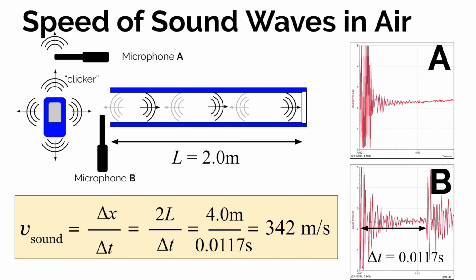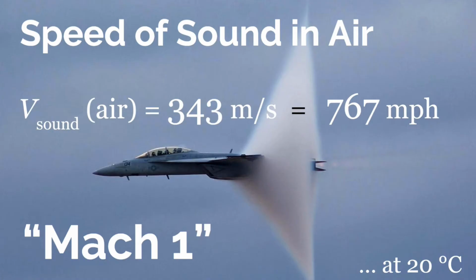Well, what's the accepted speed of sound in air? It turns out it's really close to what we just calculated. If the air is at 20 degrees Celsius, which is about room temperature, the accepted value for the velocity of sound in air is about 343 meters per second. Converted to miles per hour, that's 767 miles per hour. And I'm sure you've heard of Mach 1 or Mach 2. Mach 1 is 1 times the speed of sound. Or if something's traveling at Mach 3, that means it's traveling at 3 times this speed.